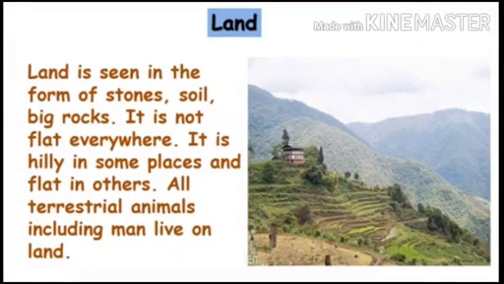Land is seen in the form of stone, soil, and big rocks. It is not flat everywhere. It is hilly in some places and flat in others. All the terrestrial animals, including man, live on the land.